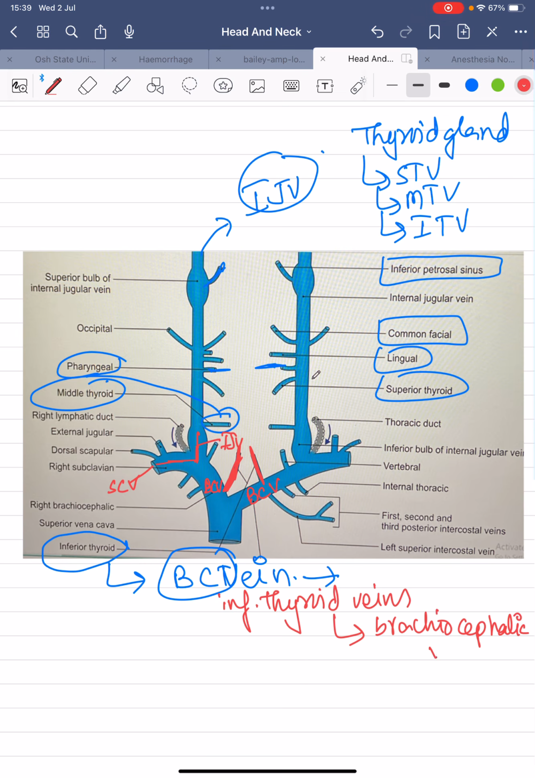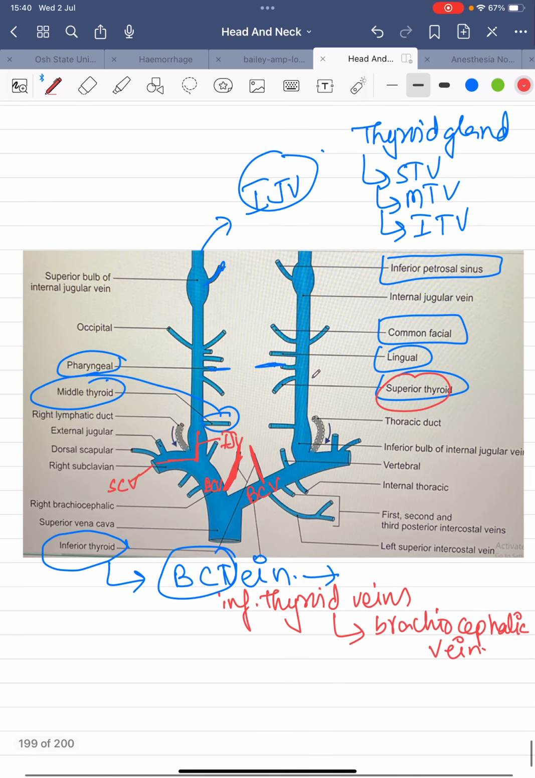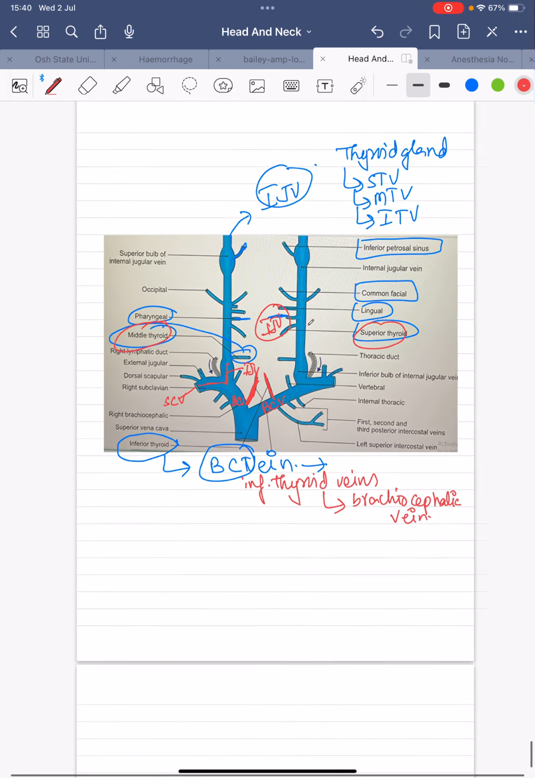Superior and the middle one, they are draining where? Into your internal jugular vein directly. Clear to everyone? So these are some of the points which you must remember in relation to the venous drainage. I hope it is clear to all of you.